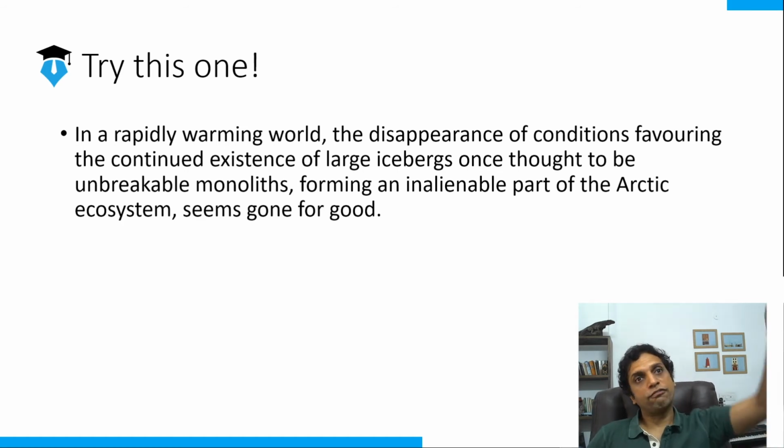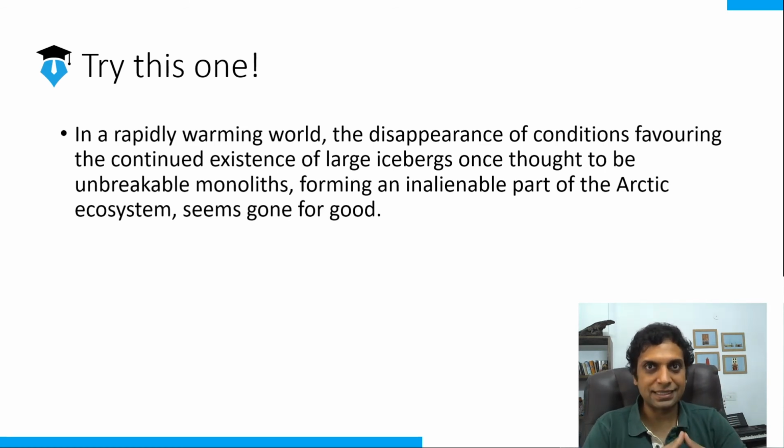And look at how far the subject is from the attached verb. Between conditions and seems, there are 1, 2, 3, 4, 5, 6, 7, 8, 9, 10, 11, 12, 13, 14, 15, 16. There are 20 words in the middle. This is how they confuse you by adding modifiers. This is why this lesson is actually so important.